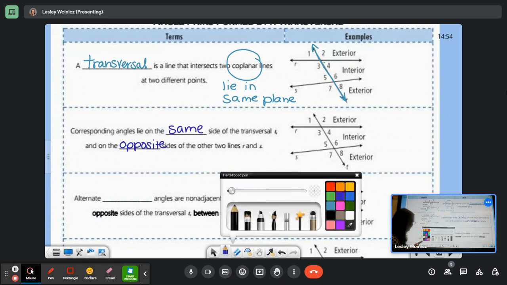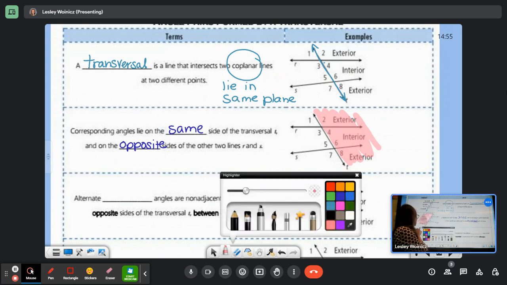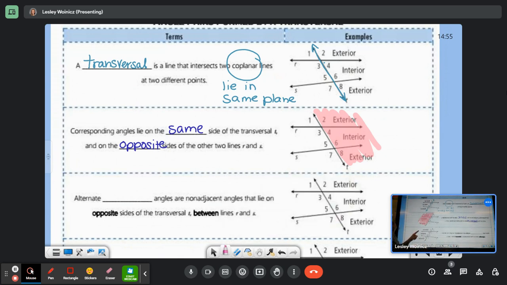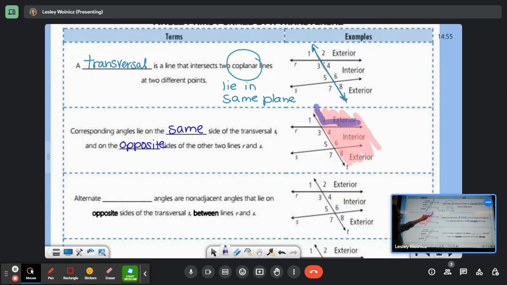So if I look at that definition, they have to be on the same side of the transversal. So I can look at this side to start with. And then opposite sides of the other two lines. When we say opposite sides, we mean either inside or outside. So looking at angle 2 up here, do you see that that's on the exterior?